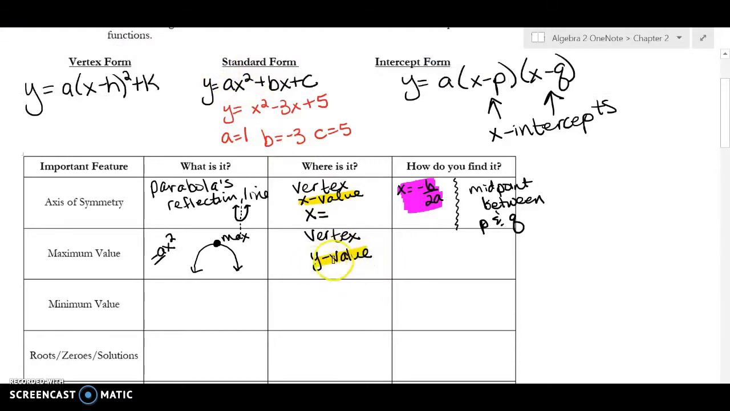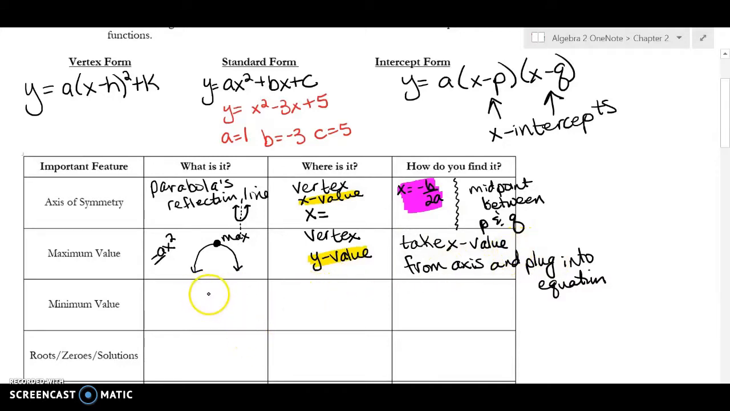So again, if you have vertex form, it's nice because you can just find it. If you don't have vertex, you're going to have to do a little work. What you're going to have to do is take the x value from the axis and plug in. Because once I know an x value, I can find the y value by plugging it in. So you're going to take this x value and you're going to plug it in.